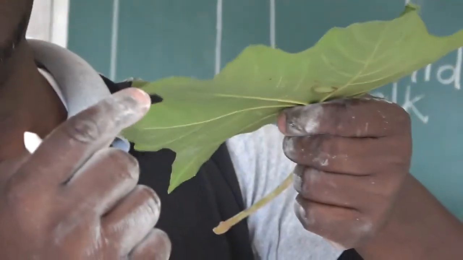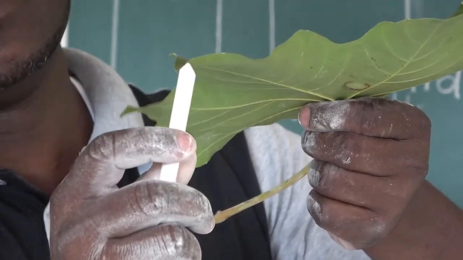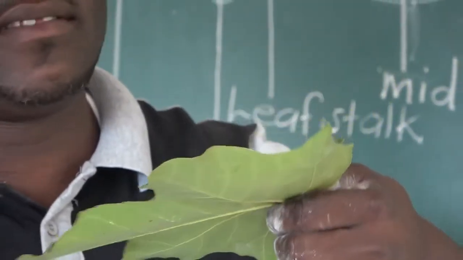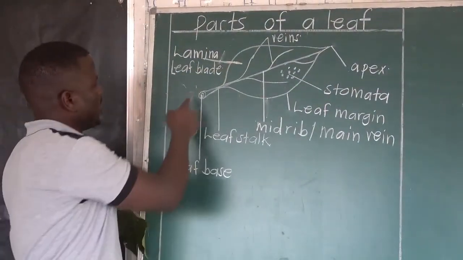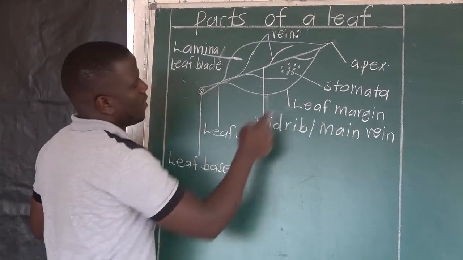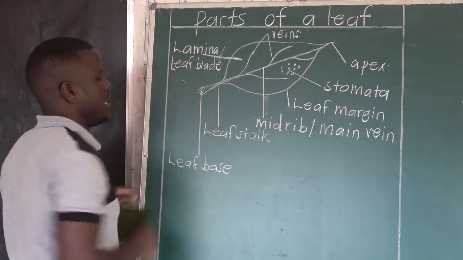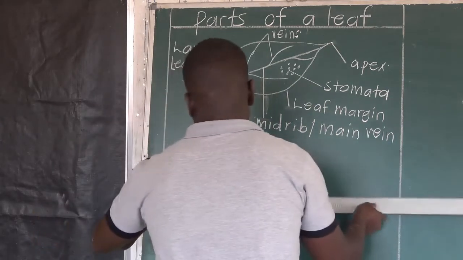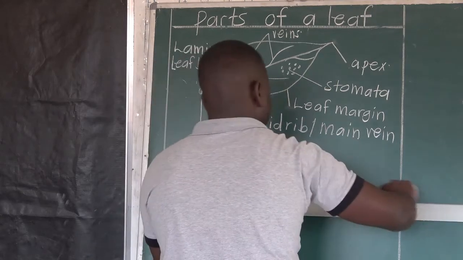Then this part which is sharp and pointed is called apex. Apex is used for protection. So those are the parts that we have labeled here: the leaf base, leaf stalk, midrib, main vein, leaf margin, stomata, apex, veins, and lamina. So the next thing you're going to look at is functions of each part of a leaf.